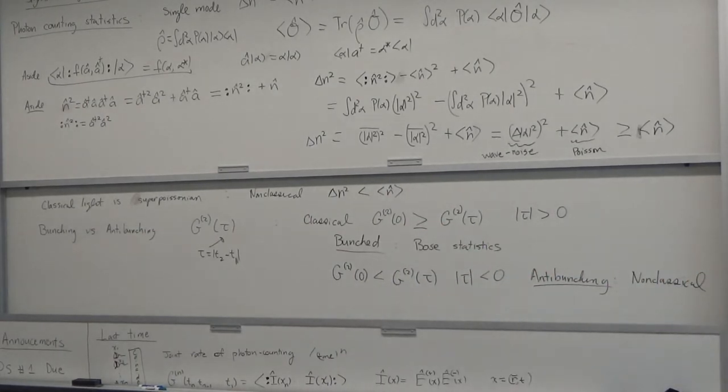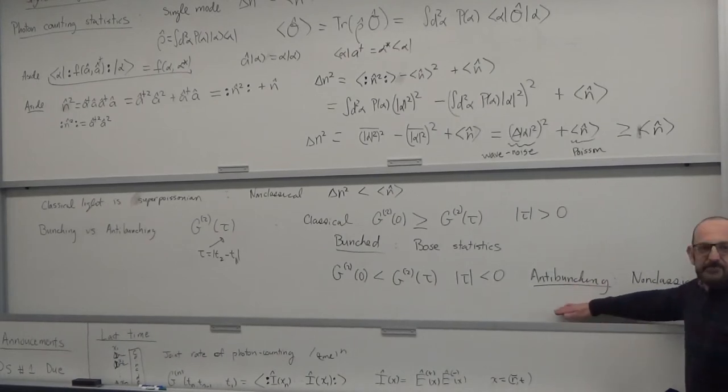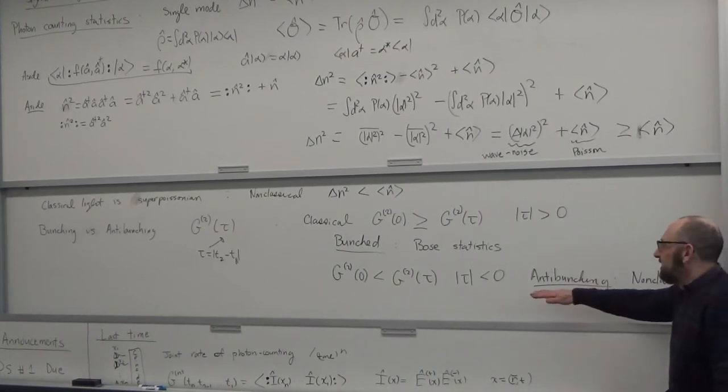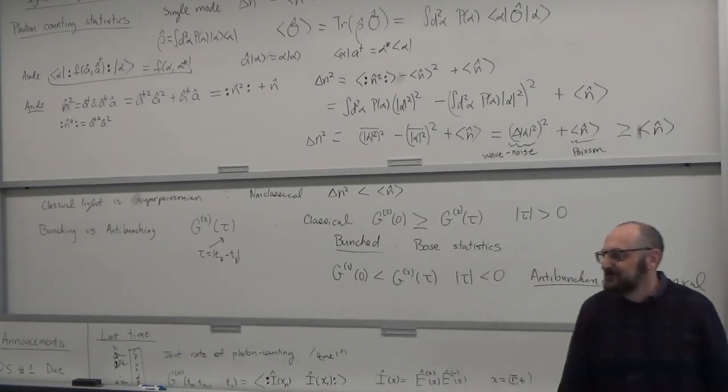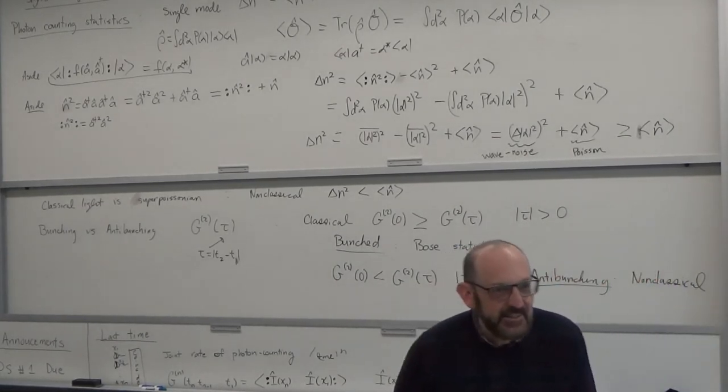In fact, the first experiment that showed non-classicality showed anti-bunching. That was the famous Jeff Kimble's PhD thesis in 1977, I believe.